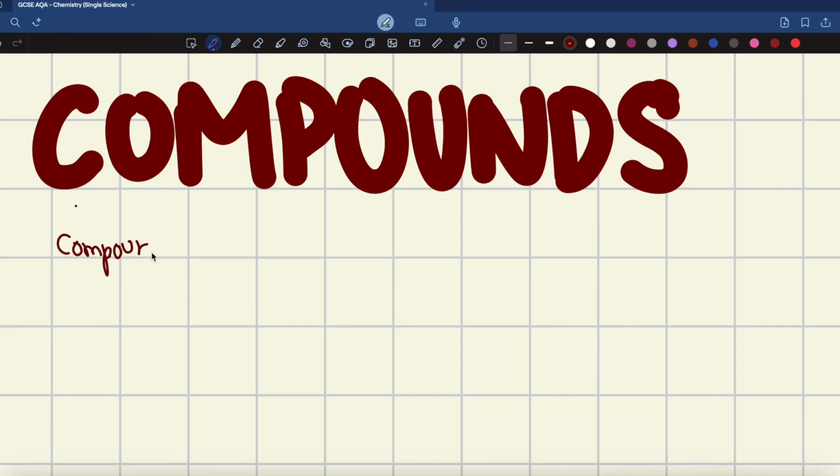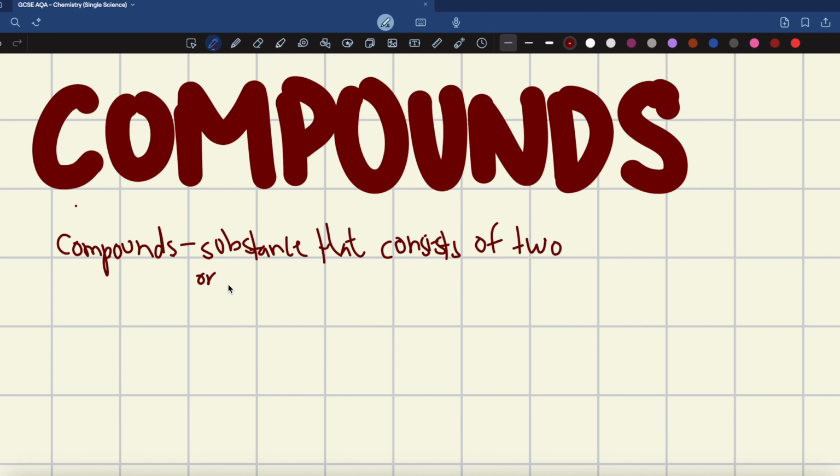Compounds. What exactly are compounds? A compound is basically a substance that consists of two or more elements, two or more than two elements, that are chemically bonded together.